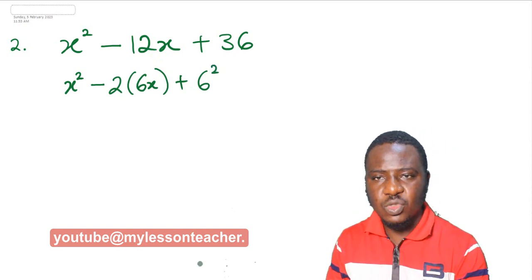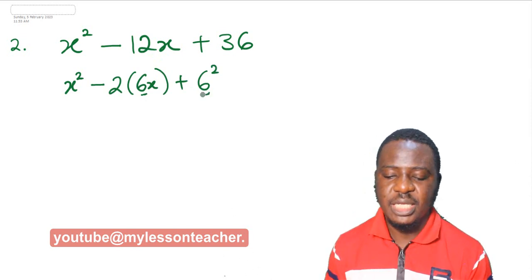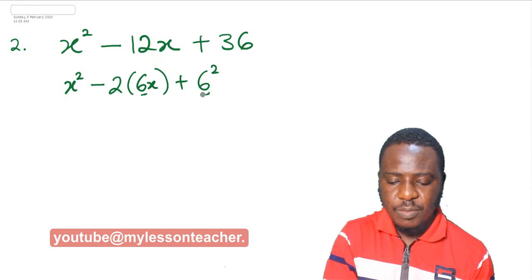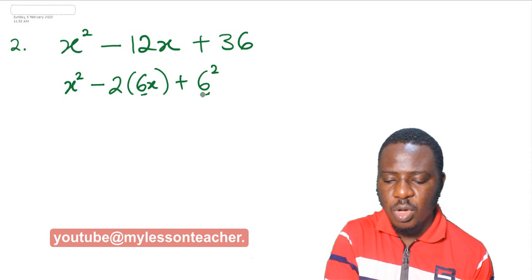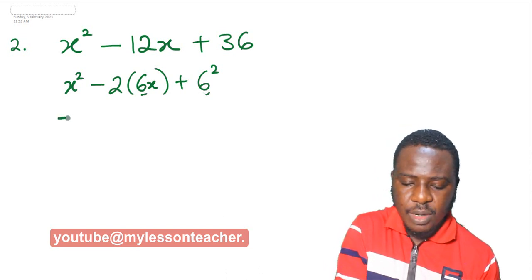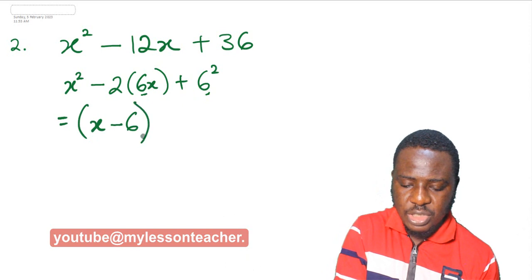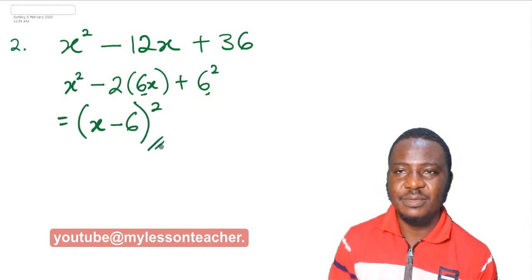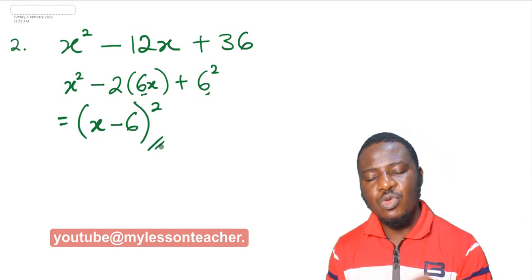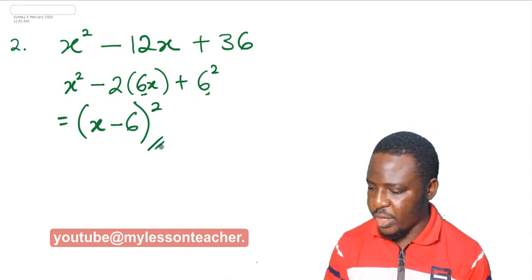Now this is a perfect square because the constant term in that bracket is the same as 6, which means the middle term is twice the product of the square root of the first term and the last term. So this can be factorized as x minus 6, all squared, because the sign is negative. As simple as that. So this is how you can factorize a quadratic expression that is a perfect square.